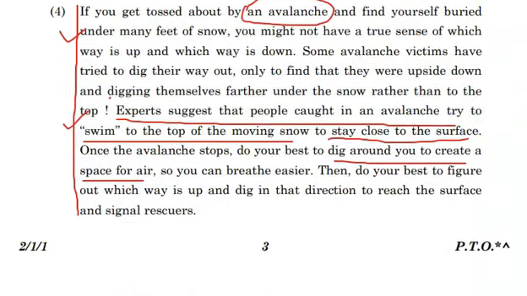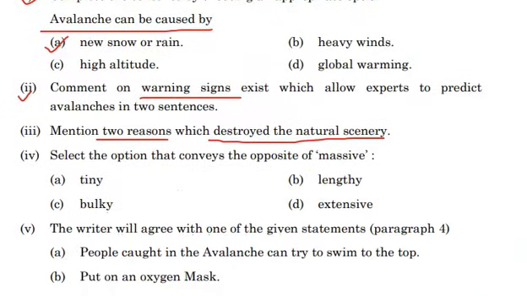Now let us move to question number 4. Select the option that conveys the opposite of massive. So there is no need to go to the passage here. Massive means large, very huge, colossal. You can use such words. The opposite of this word will be tiny. Tiny means very small. Massive means very large, and tiny means very small. So tiny is opposite to the word massive.